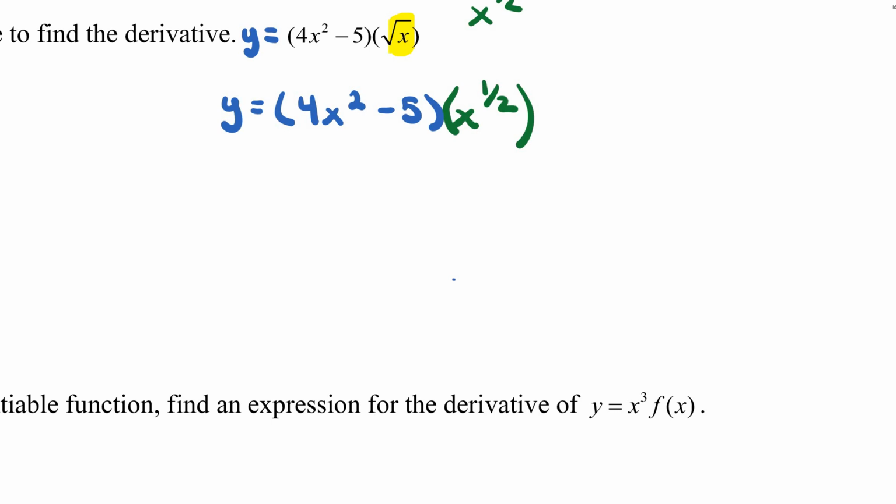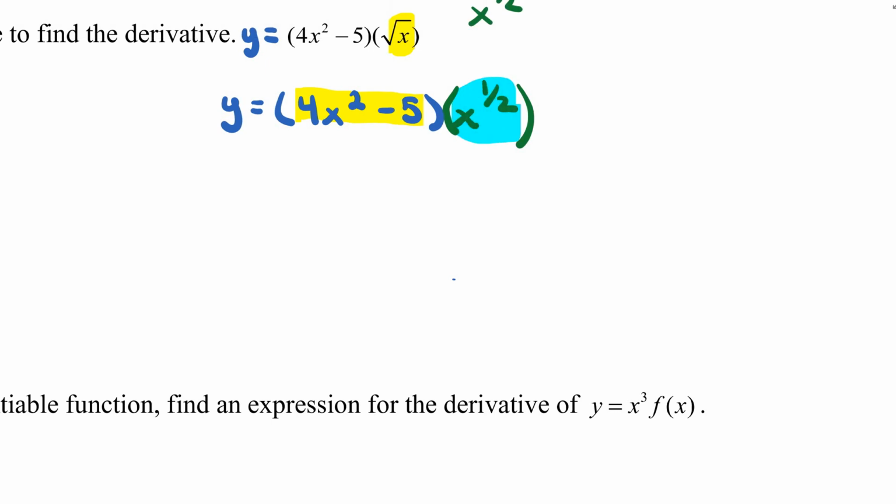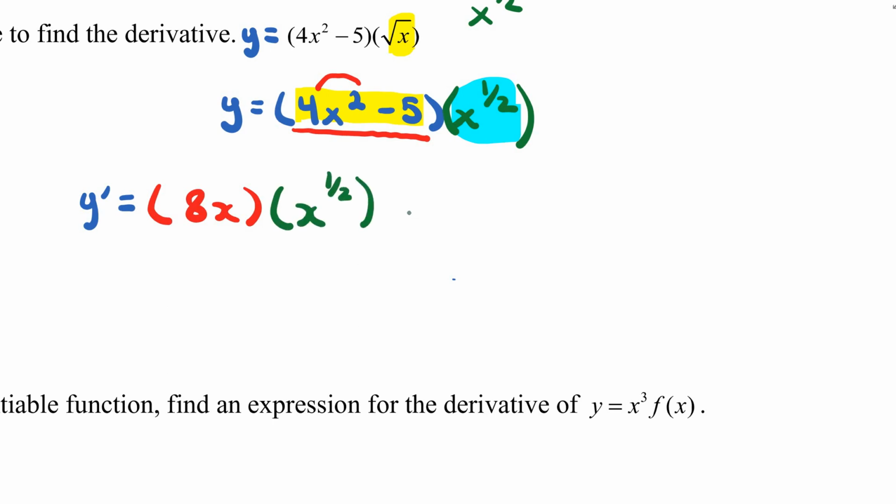And as you can see, now you have two functions being multiplied with each other. So this is a good opportunity to use the product rule. So y prime. All right, so derivative of the first function, and 4 times 2 is going to be 8, so 8x. Close that bracket off, and then we leave the second term alone. And then we add that to, well, what's the derivative of the second term?